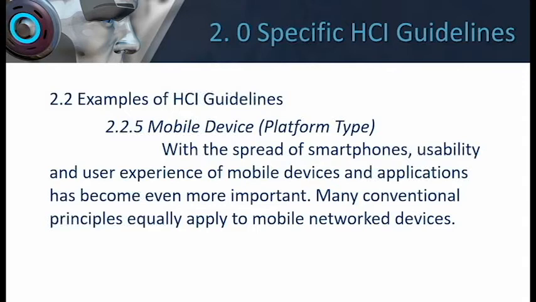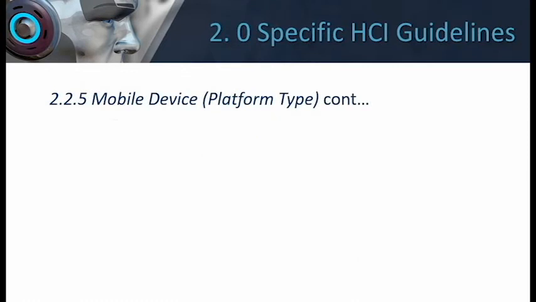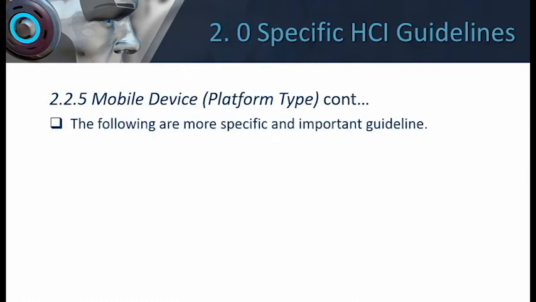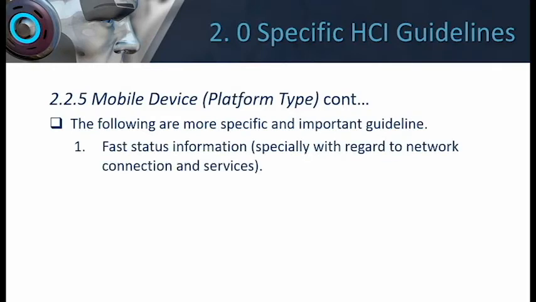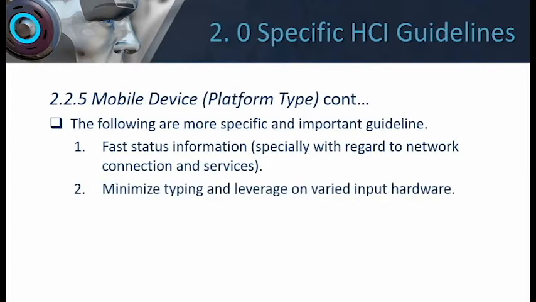With the spread of smartphones, usability and user experience of mobile devices and applications has become even more important. Many conventional principles equally apply to mobile network devices. So this is the platform type for mobile devices. We have here some specific and important guidelines for mobile devices. It should have fast status information, with regard to network connection and services.